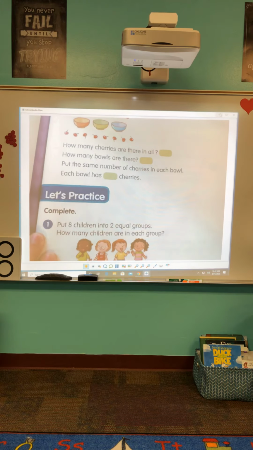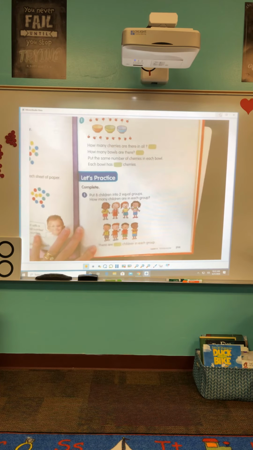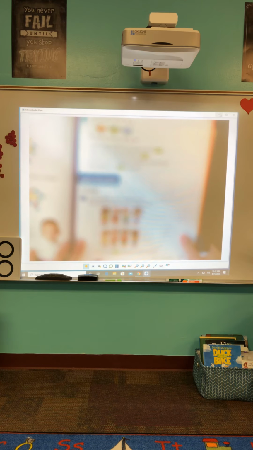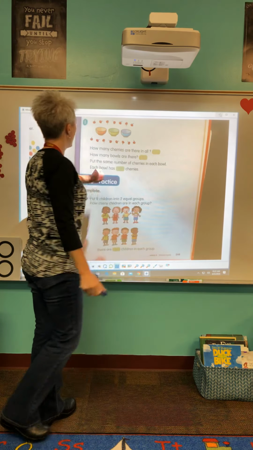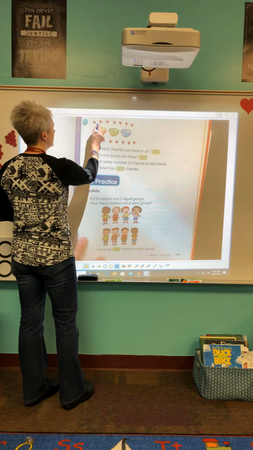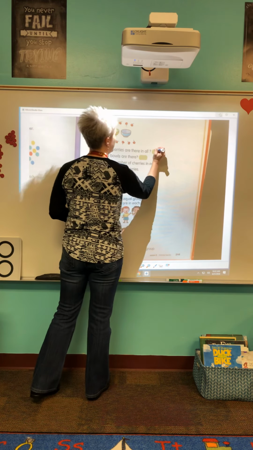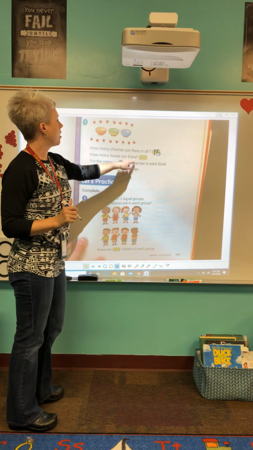All right, we have got some cherries and some bowls, and then we have some students. So we're going to split these into equal groups. Okay, this top part. How many cherries are there in all? Well, let's count. 1, 2, 3, 4, 5, 6, 7, 8, 9, 10, 11, 12, 13, 14, 15. We have 15 cherries in all.